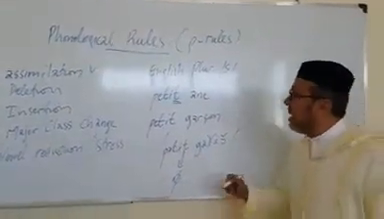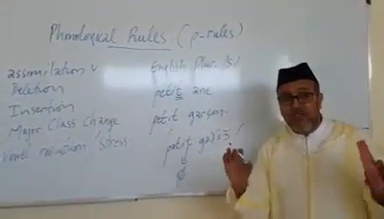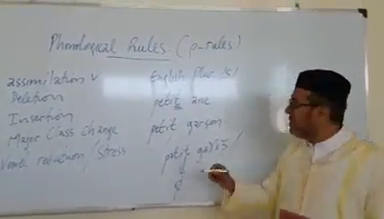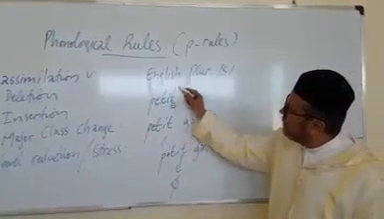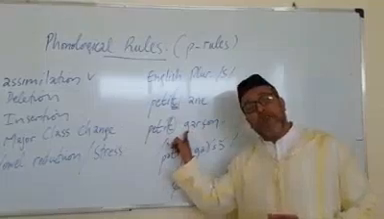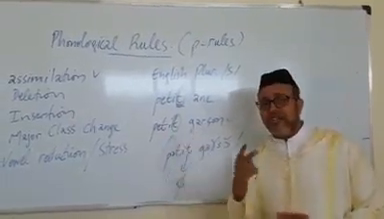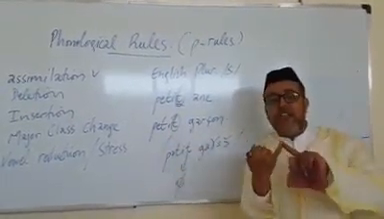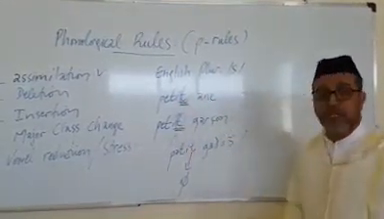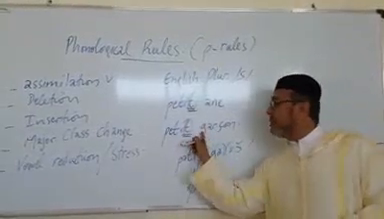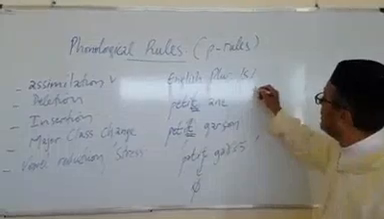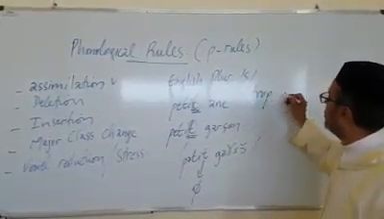So our informal rule says this: a consonant is deleted when it is in word final position and the following word begins with a consonant. So we have two conditions. The consonant which is deleted must be in word final position, and the following word must begin with a consonant. Take the other example. Look.